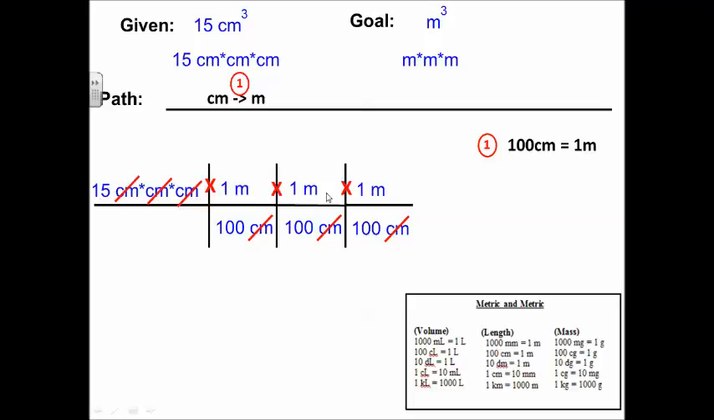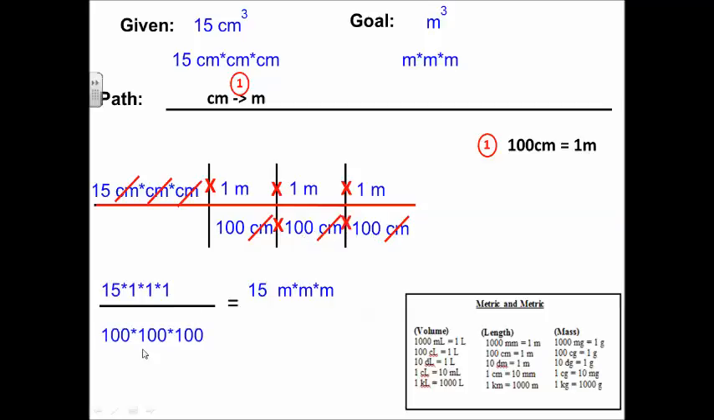But we now have our meter times our meter times our meter because your units multiply just like the numbers would. Therefore, our numbers on top are 15 times 1 times 1 times 1, which is just the same thing as 15. But then we also multiply the meter times the meter times the meter. Then it's all going to be divided by 100 times 100 times 100. And 100 times 100 times 100 is 1 million. So now we have 15 meters times meters times meters divided by 1 million.